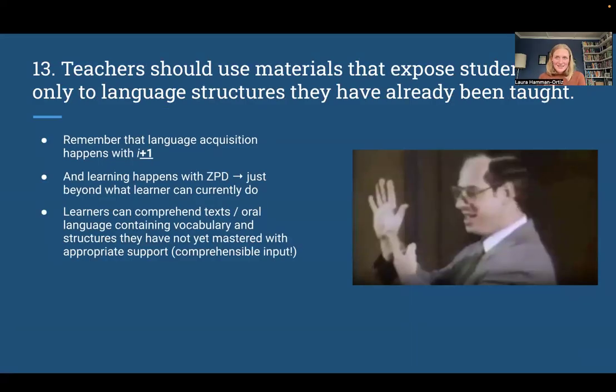And a similar idea, although focused on learning, not language input, is Vygotsky's zone of proximal development, right? That's about getting into that zone of what the learner can do with help or with supports, not what they already can do, but getting into that zone where they're pushed. So we know learners can comprehend texts and oral language that has vocabulary and structures that they haven't yet mastered, as long as they have appropriate supports, as long as the input is made comprehensible.